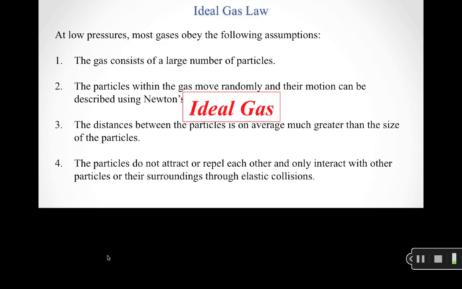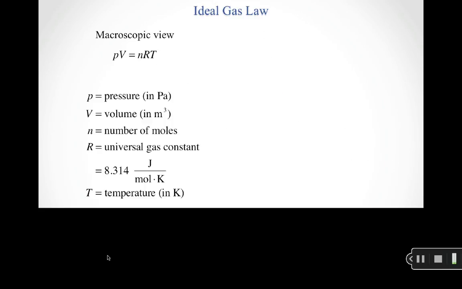Now, of course, ideal gases can be described by the ideal gas law. And the ideal gas law comes in two forms. The way that we most often think about it is in terms of the macroscopic view, and that's PV equals nRT, where P is our pressure, V is the volume, little n is the number of moles of the gas. So it's a measure of the amount of gas that we have. R is what's known as the universal gas constant, and T is the temperature.